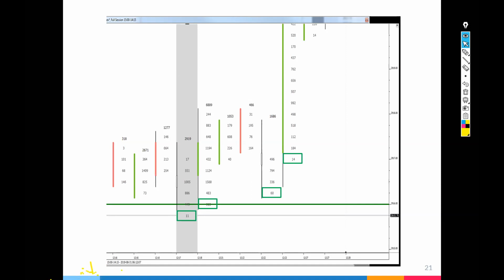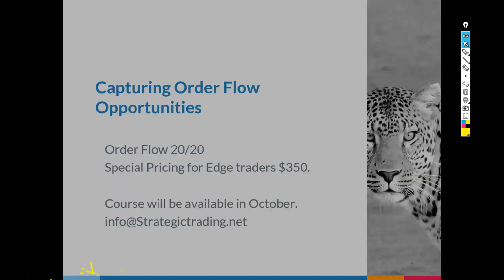Are sellers failing or are they succeeding? If they're succeeding, naturally, prices are going to continue to drop lower. If they are failing, then we are going to see the buyers more in command and prices are going to move higher. We can do this by looking at the volume levels at the different bars. We can also do this by looking at the actual bid-ask levels of trade.